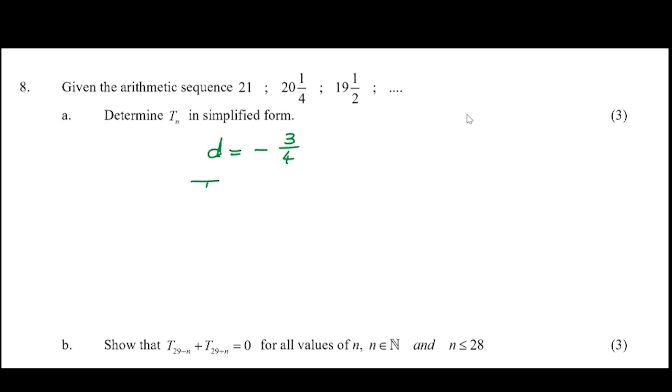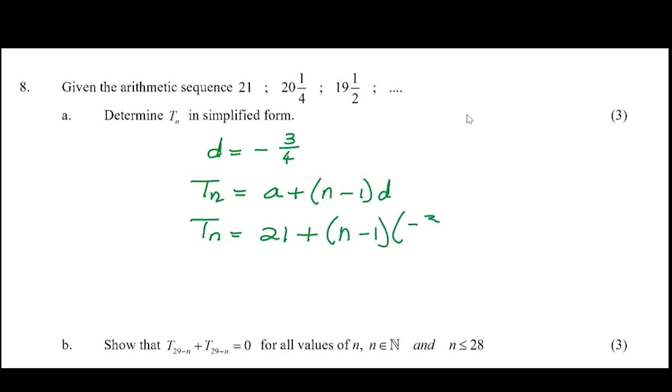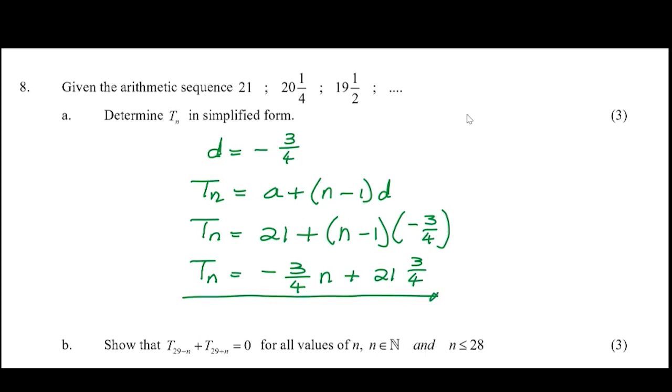Remember our formula for the nth term of an arithmetic sequence? Tn is a plus n minus 1 lots of d. So the nth term here will in fact be a, which is our first term, plus n minus 1 lots of negative 3/4. If we take the brackets out and simplify, we get negative 3/4 of n plus 21 3/4.